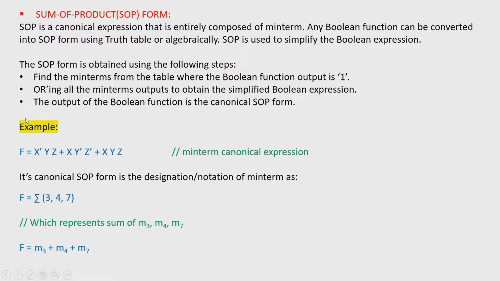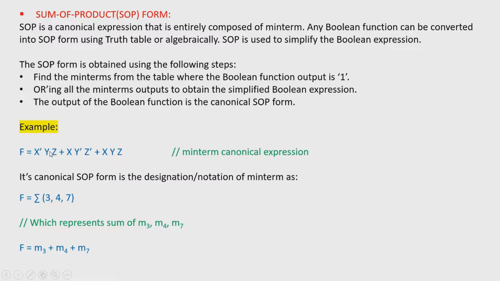Right, so here is an example based on that. Here the Boolean function is equal to x complement y z, or x y complement z complement, or x y z. So here you can see that this is ANDed, this is ORed. So this is one min term, this is one min term, and this is one min term. You can refer to the min term truth table in order to find the designation of these. That is, the designation of this is 3, the designation of this is 4, and the designation of this is 7. That is the decimal notation.